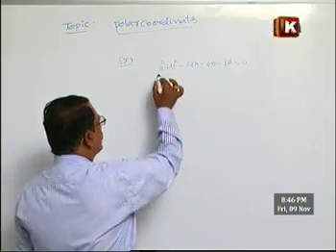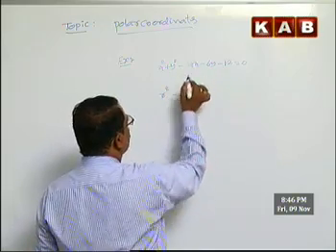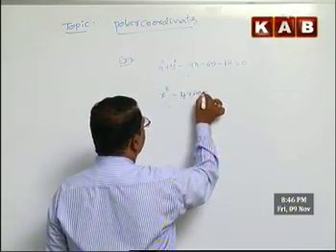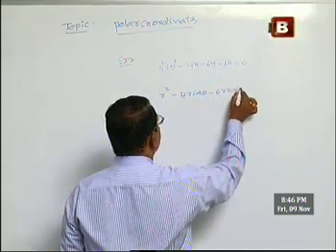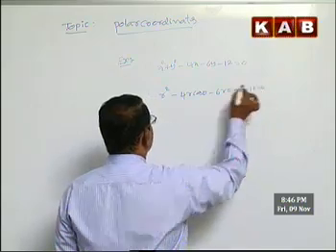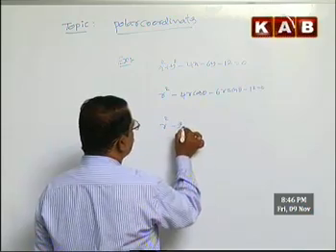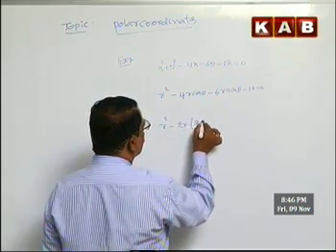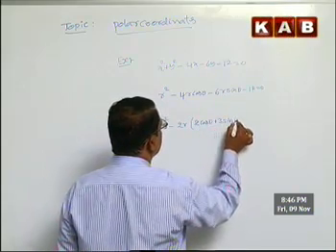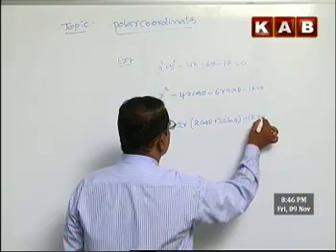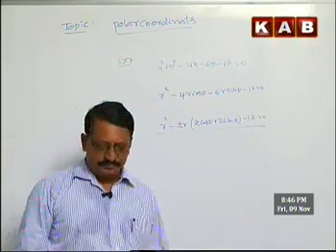Now, x square plus y square equals r square, minus 4 into x, where x equals r cos theta, minus 6 into y, where y equals r sin theta, minus 12 equals 0. The required equation of the circle is r square minus 2r into (2 cos theta plus 3 sin theta) minus 12 equals 0. This is the required equation of the circle in the polar form.